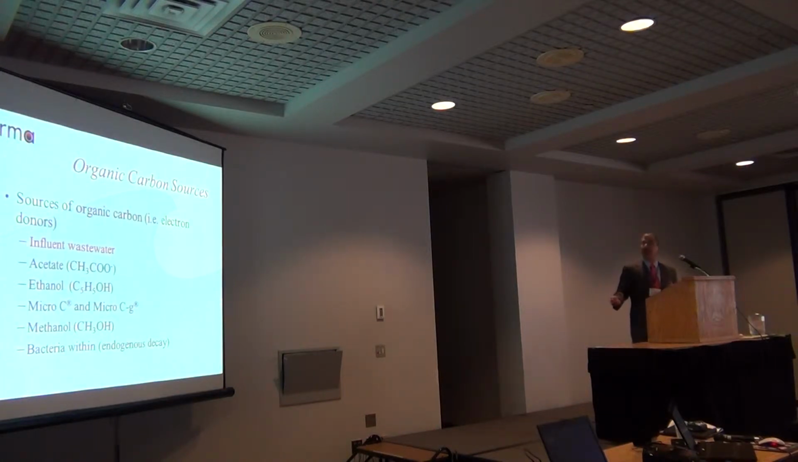Now, denitrification has been shown to occur with acetate, ethanol, micro-C, which is one of the proprietary ones. Has anyone heard of micro-C? It's a proprietary agriculturally based carbon source. Methanol has traditionally been the carbon source of choice for a couple of reasons. It's low cost. It's also very low sludge production. The other source of carbon is if the bacteria actually start to break down in the reactor and you get endogenous decay. The carbon that gets released from that, the live bacteria can use.